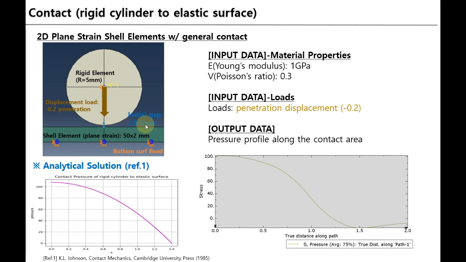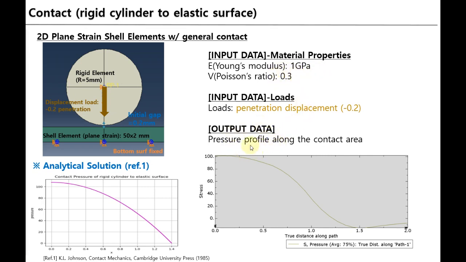During FEA modeling, a minus 0.4 millimeter displacement boundary condition is applied for an actual penetration displacement of minus 0.2 millimeter. This means about 10% compression at the cylinder center line. We use a relatively soft material for the elastic layer: 1 gigapascal modulus, 0.3 Poisson ratio.